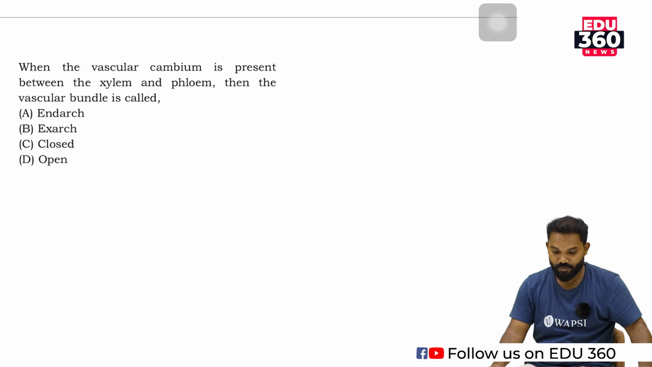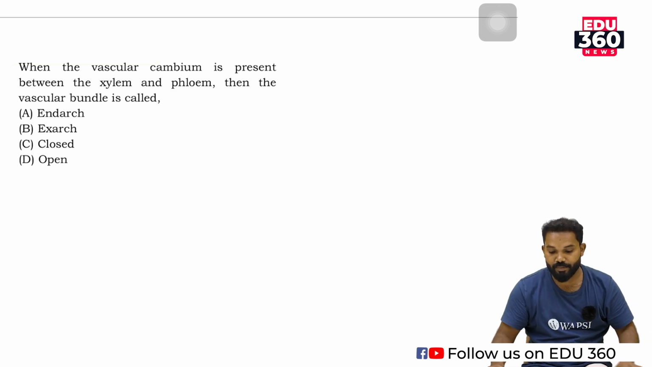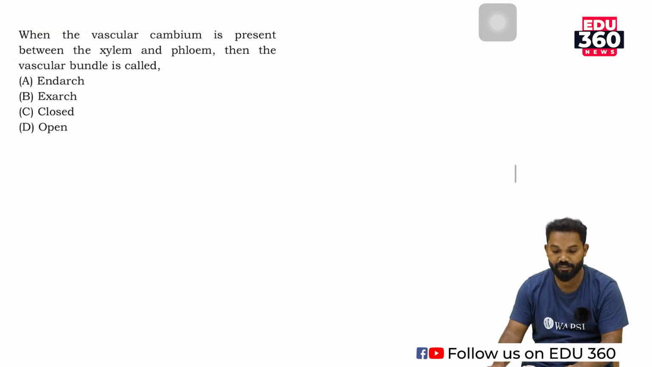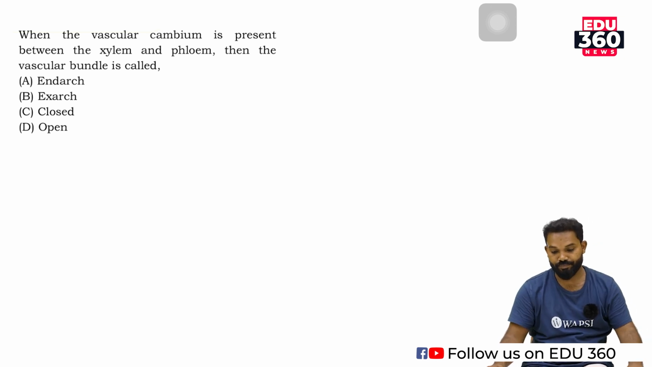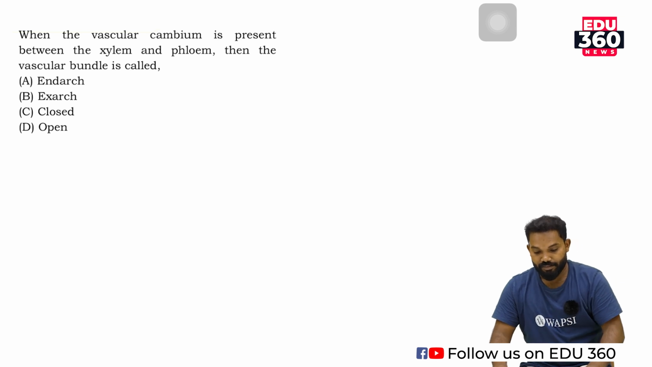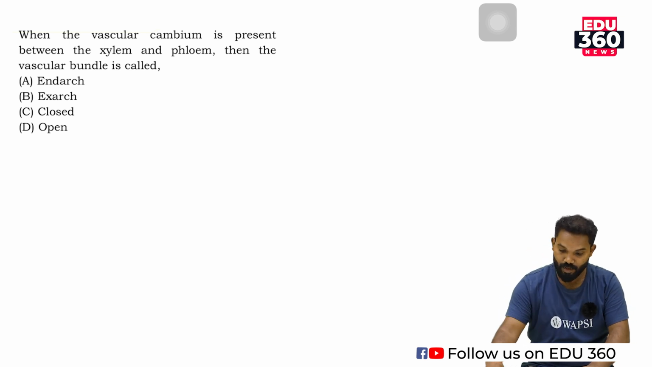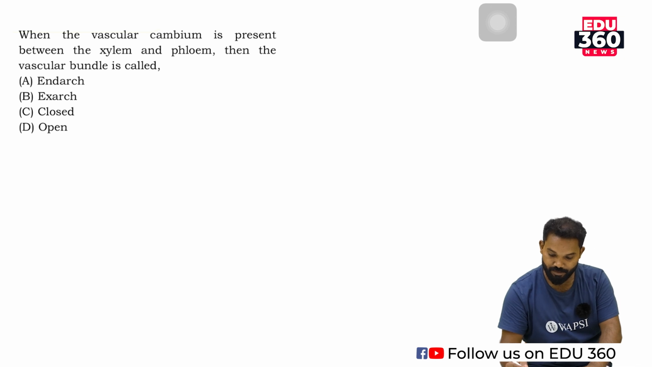First question. When the vascular cambium is present in between the xylem and phloem, then the vascular bundles are called. This portion is related to anatomy of flowering plants.